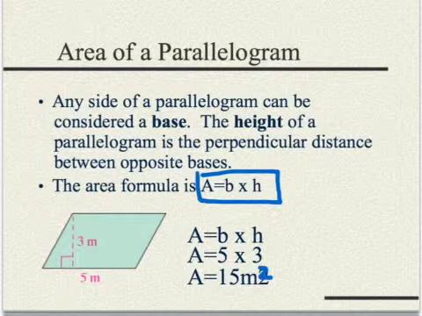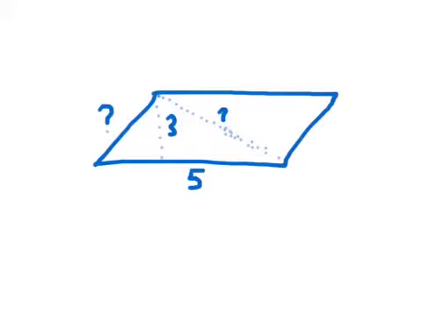Now, let me redraw that parallelogram. So really, we could have drawn it this way as well, whereas whatever measurement this is times whatever measurement this is here should also equal 15. It's possible that this might have been 3 and this might have been 5, so that 3 times 5 equals 15.